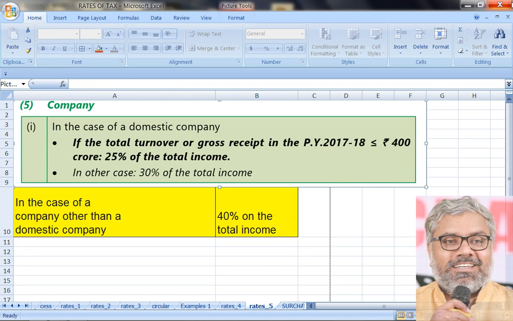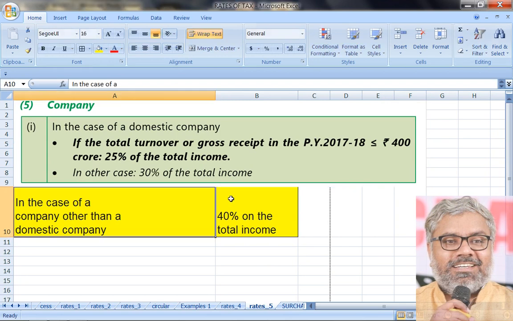Tax rates are applicable on the income of the previous year. Only for identifying which rate of tax is applicable, you have to look at the turnover of the previous year 17-18. Once you identify that, just ignore that turnover. It is not at all useful for calculation purposes. That is about domestic companies.